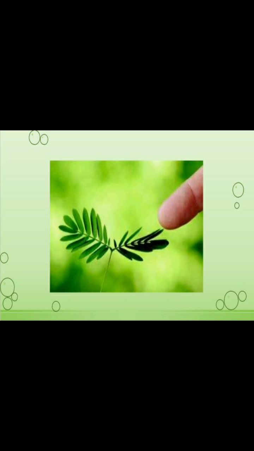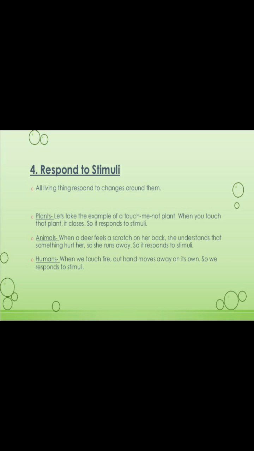So this is the touch-me-not plant. Respond to stimuli. All living things respond to changes around them. Plants: let us take the example of the touch-me-not plant. When you touch the plant, it closes. So it responds to stimuli. Touching is the stimulus. Animals: when a deer feels a scratch on her back, she understands that something hurt her. So she runs away. So it responds to stimuli. Humans: when we touch fire, our hand moves away on its own. So we respond to stimuli. Not only fire, anything. If any dust falls in our eyes, then automatically we close our eyes.